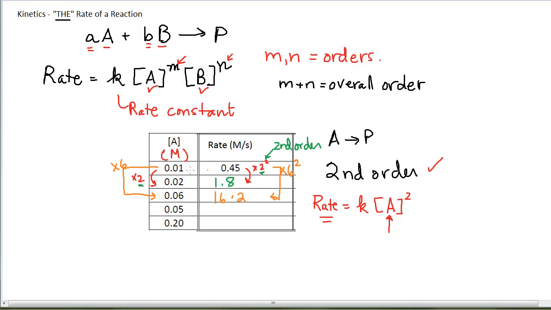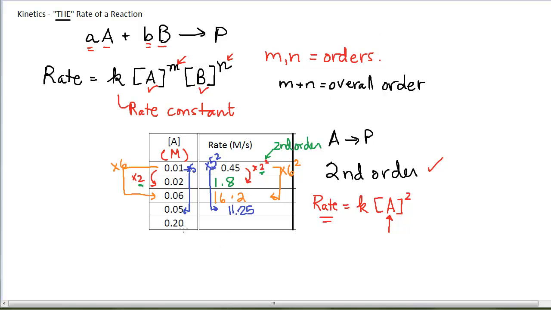I'm not worrying about sig figs. I'm just putting my answers from my calculator. Quickly, we can see that if I go to a 0.05 concentration, I should observe, based on the fact that my concentration went up by 5, that the rate will go up by 5 squared. So I should see 11.25 for the rate of that reaction.